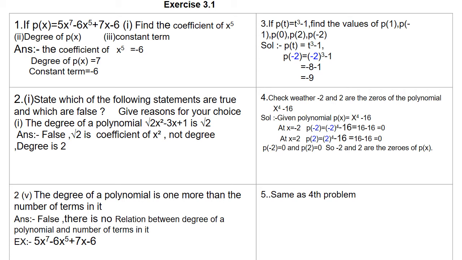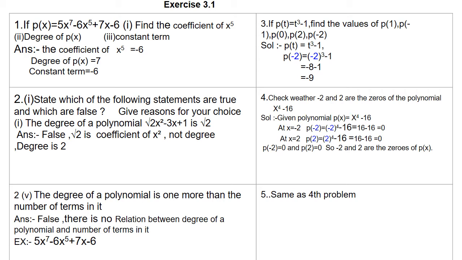Value of minus 2 cube is equal to minus 8. That means minus 2 cube is equal to minus 2 into minus 2 into minus 2. So that is minus 8, and minus 1. So the value of p of minus 2 is equal to minus 9.